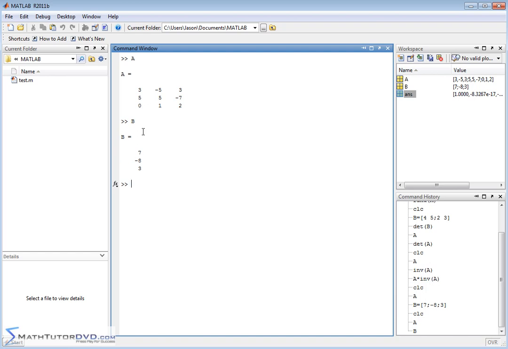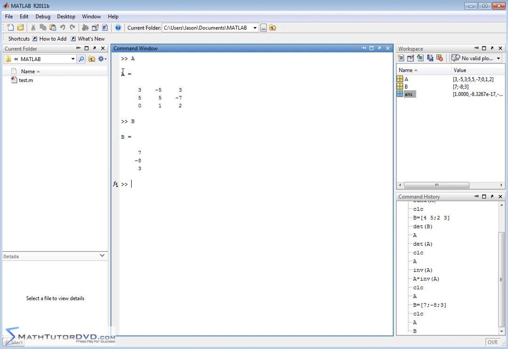If you imagine matrix B being over here as another column, it should look familiar because I used this system of equations in a previous lesson. A is what we call the coefficient matrix. This represents 3x minus 5y plus 3z. This represents 5x plus 5y minus 7z, and so on for the third row. And the B matrix represents what's on the other side of the equal sign. So this is another way of writing a system of equations.